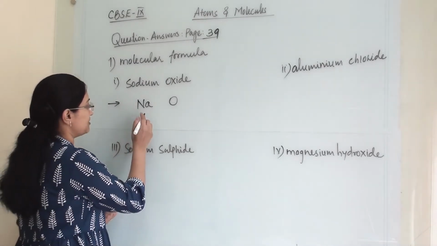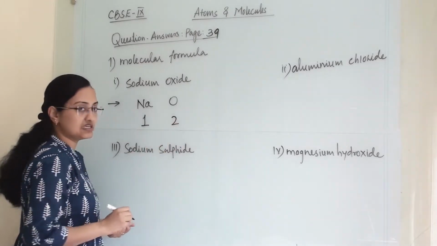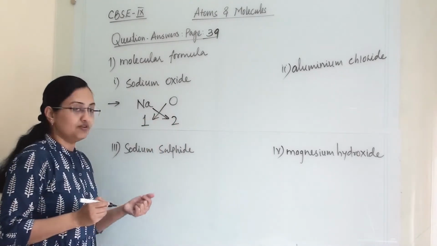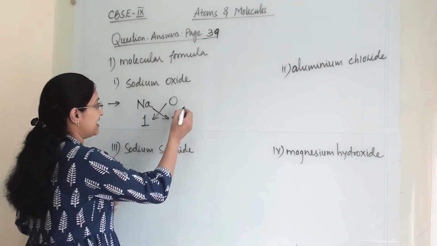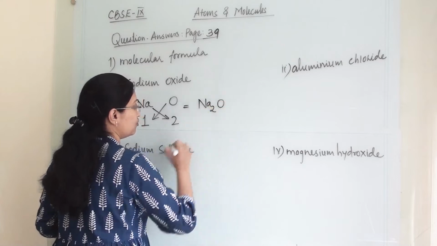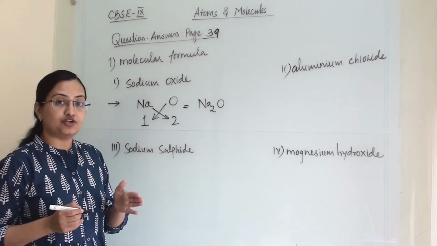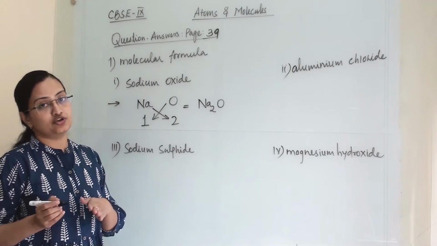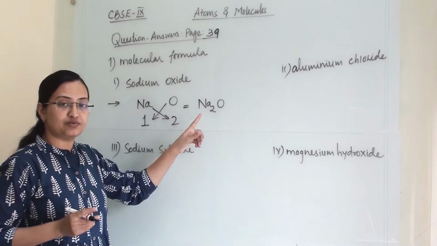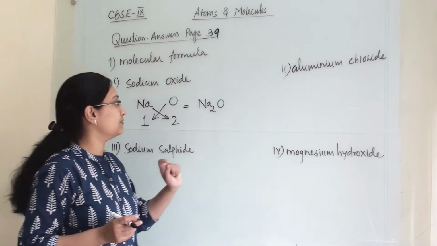So here sodium, we know that its valency is 1 and oxygen's valency is 1. Now it's easy: we will do the crisscross method and write the molecular formula Na2O. I have also made one separate video on how to write molecular formulas. If you have any doubt about how to write this, please go through that video. I have given the link in the description for that as well.